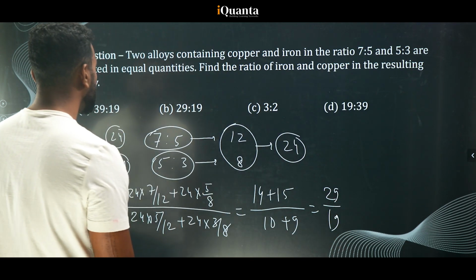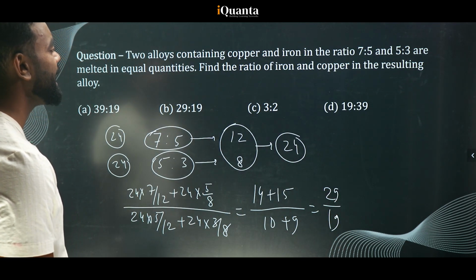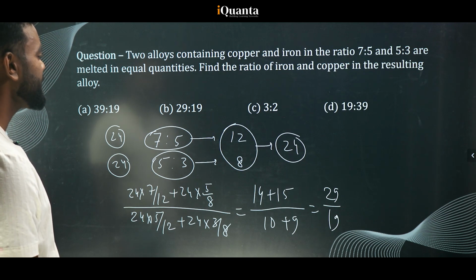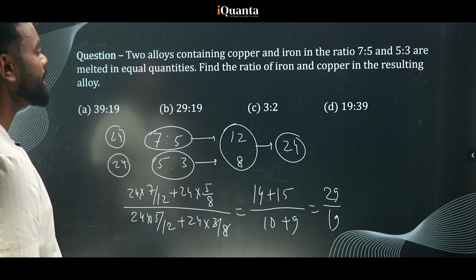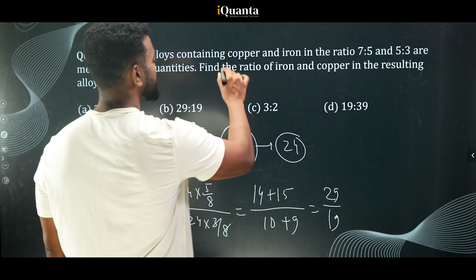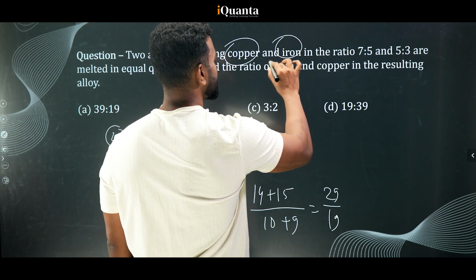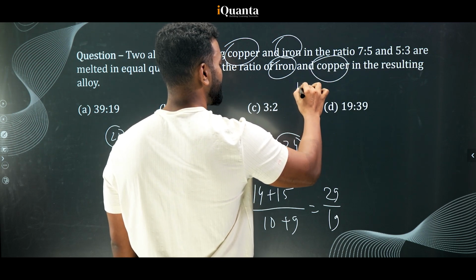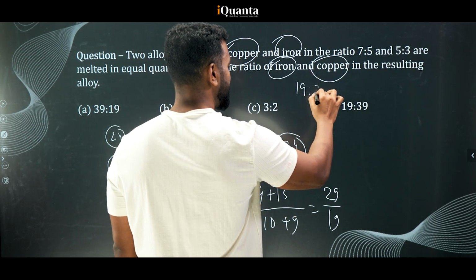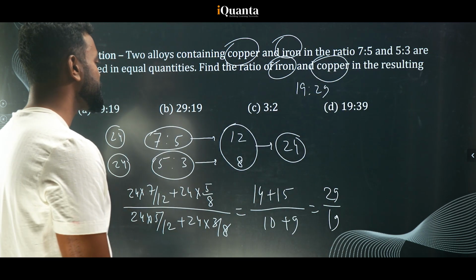But the question categorically says iron and copper. So if it is iron and copper, then the answer should have been 19:29, because this is copper and iron, but the question is iron and copper. So your answer should have been 19:29. Assuming my calculations are correct, I'm checking it again.